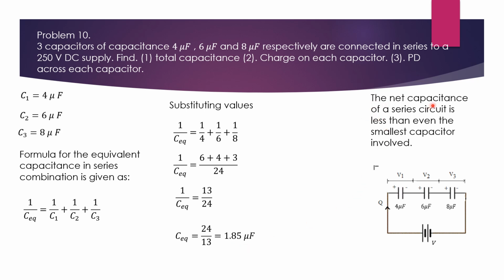Note that the net capacitance, this is very important to note from the conceptual point of view, for your MCQs sometimes, for your future tests in NET and other aptitude tests in universities. The net capacitance of a series circuit is less than even the smallest capacitor involved. Here, the smallest capacitor is 4 microfarad. The net capacitance is even less than that. This is a very important fact that you must keep in mind.